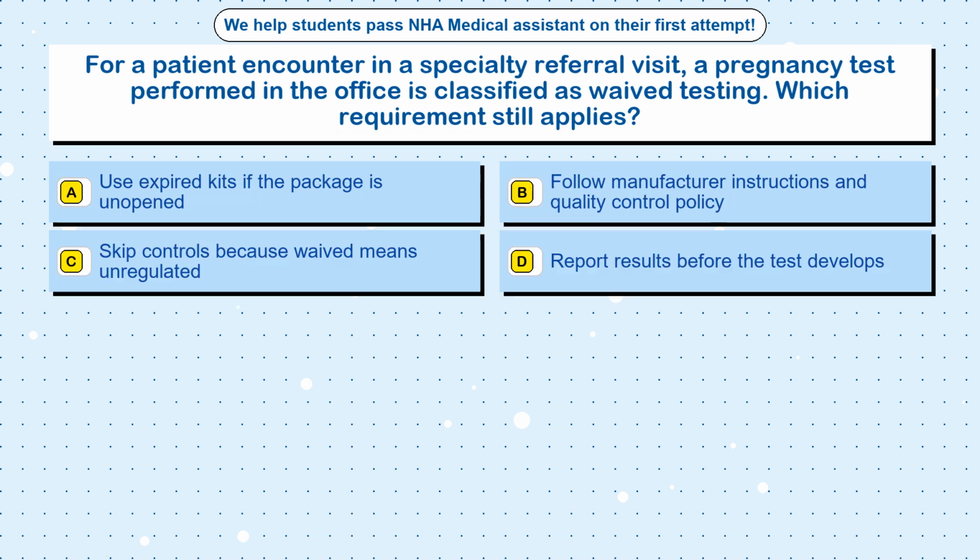Question 53. For a patient encounter in a specialty referral visit, a pregnancy test performed in the office is classified as waived testing. Which requirement still applies? Option A, use expired kits if the package is unopened. Option B, follow manufacturer instructions and quality control policy. Option C, skip controls because waived means unregulated. Option D, report results before the test develops.